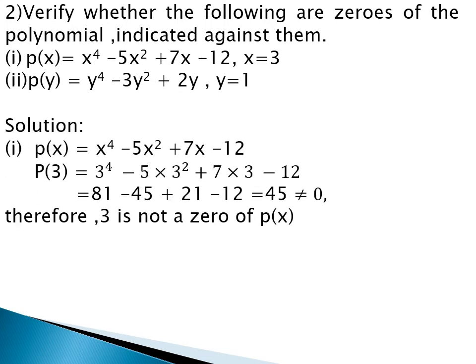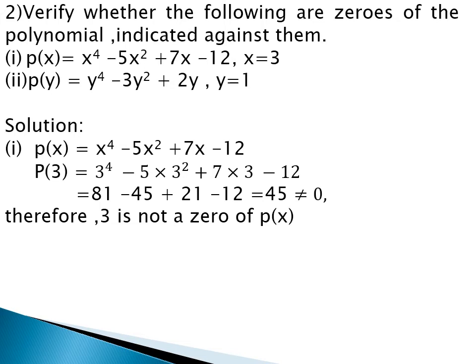The first question, p of x equal to x raised to 4 minus 5x square plus 7x minus 12. What is asked in the question? Whether x equal to 3 is a zero or not. What should we do? We should replace x by 3, so that is p of 3. What answer are we getting here? Just see, 3 raised to 4 minus 5 into 3 square plus 7 into 3 minus 12. That is 81 minus 45 plus 21 minus 12 equal to 45. So 45 is not 0, that means it is not equal to 0. What conclusion can we make? 3 is not a zero of p of x.